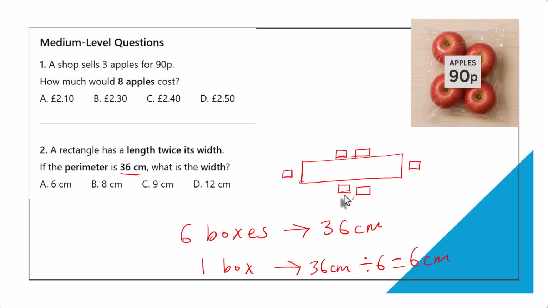So here, that's going to be 6 and that's going to be 6. Altogether, that's going to be 12. And this is going to be 6, isn't it? Because 1 box is 6. 2 will be 12.